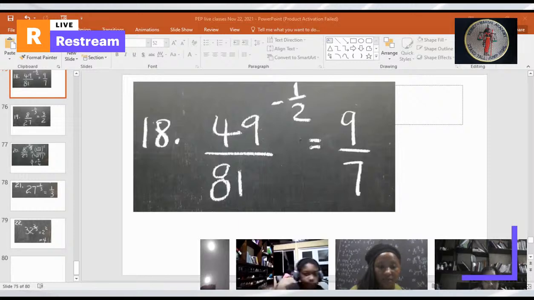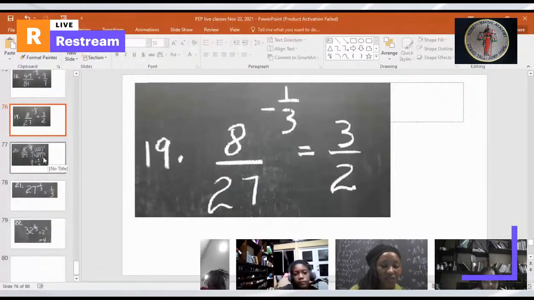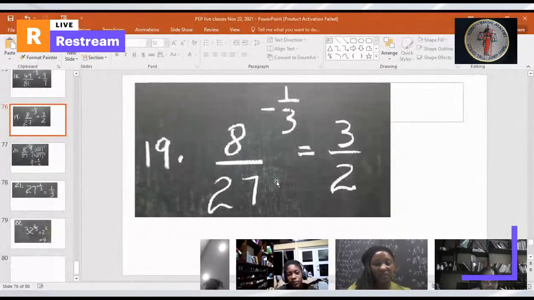John, number 19. Again, it should be in brackets. Yeah, the entire fraction will be in brackets. So we're raising, read what we're raising. 8 over 27 to the negative 1 third.